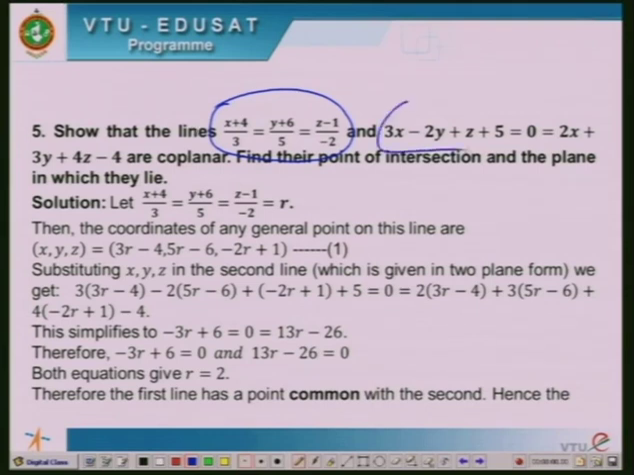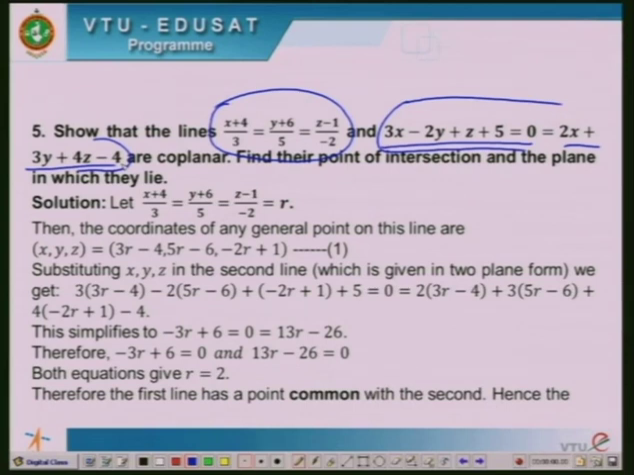Observe, friends, the second line is given in two plane form. So, there are two plane equations: 3x minus 2y plus z plus 5 equal to 0, one plane equation, and the other 2x plus 3y plus 4z minus 4 equal to 0. Show that these lines are coplanar, find their point of intersection and the plane in which these lines lie. How to go about this?